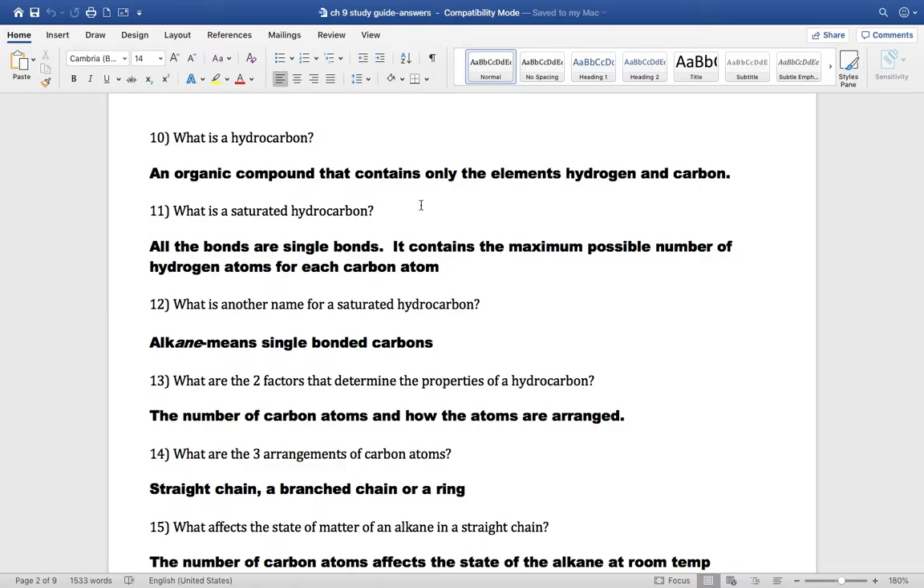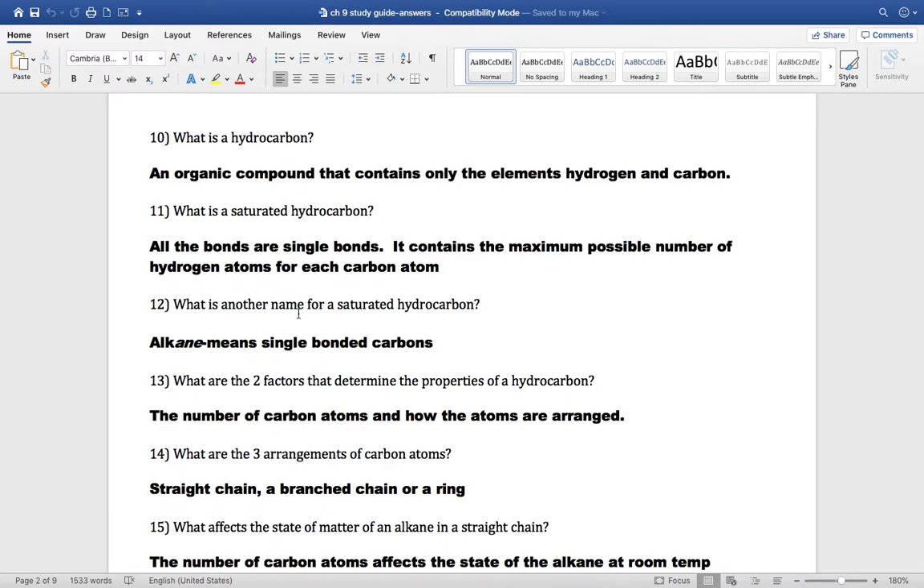So there's no substituted hydrocarbons in these. There's no substitution. That's called a substituted hydrocarbon. This says saturated hydrocarbon. This is where all the bonds between the carbons are single bonds, and it contains the maximum possible number of hydrogen atoms for each carbon atom.